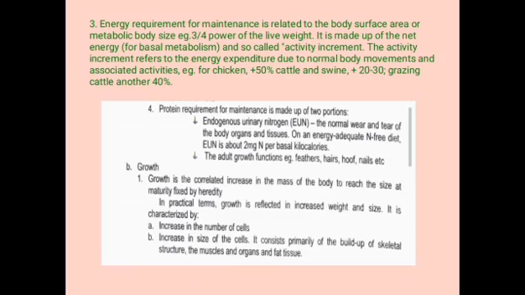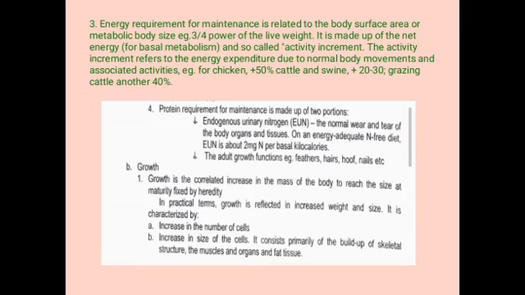Number 3, energy requirement for maintenance is related to the body surface area or metabolic body size, the 3/4 power of the live weight. It is made up of the net energy or basal and the so-called activity increment. The activity increment refers to the energy expenditure due to normal body movements and associated activities. Example: for chicken, plus 50%; cattle and swine, 20 to 30%; grazing cattle, another 40%.